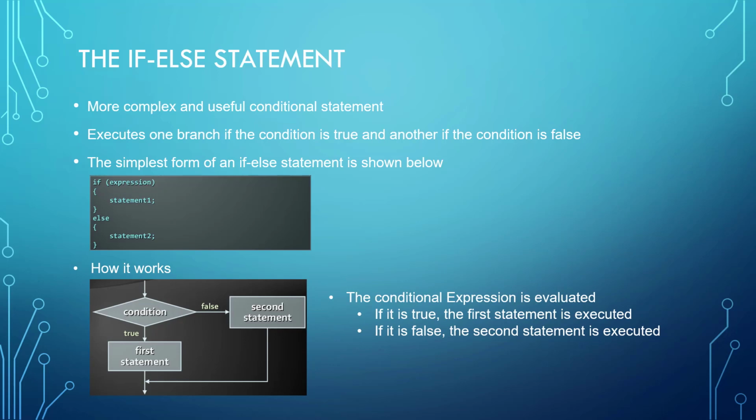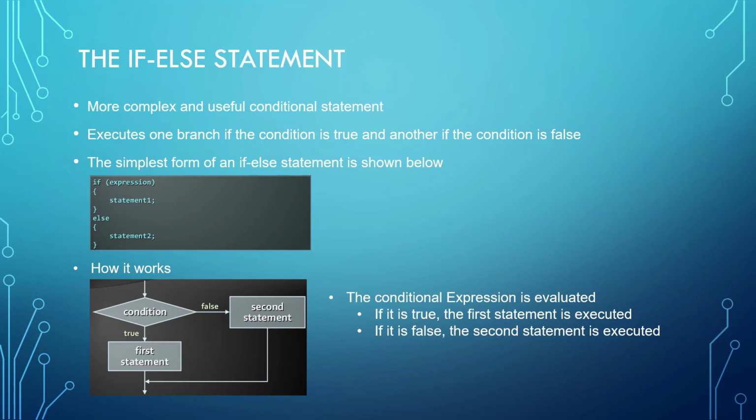And so the simplest form of an if-else statement is shown below. So in the middle of your screen, you see a gray box, and you can see the if statement with the open parenthesis and expression in between, and then your open bracket and close bracket, and then your statement. So that first part is exactly like a normal if statement. However, if we put the else keyword there and then create another block of code, we can add another statement.